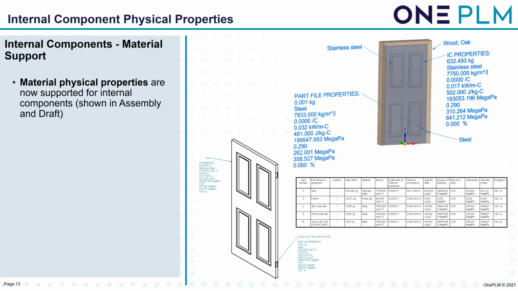So material physical properties are now supported in internal components. This is shown in the assembly and the draft. So we can see we've got each of those separate items showing all the properties on there. So we've got the door, the frame, the side leaves, and the screw, and they may all be in the same assembly file. No parts created, but we've still got all of the separate information for each of those parts, and we can retrieve these via callouts, as we can show in the top right image, parts lists, and anywhere we can use that reference text information.